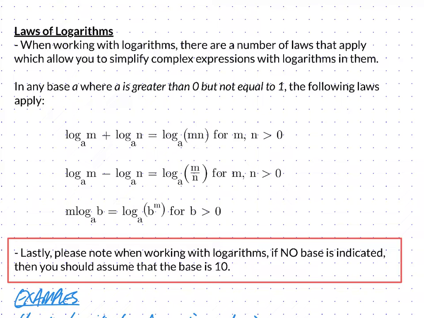These following laws apply. Log in base a of m plus log in base a of n is going to be log in base a of the product of m and n, as long as m and n are greater than 0. The log in base a of m, take away the log in base a of n, is going to be equal to the log in base a of m divided by n. So you can see they're simplifying, shortening the expression.